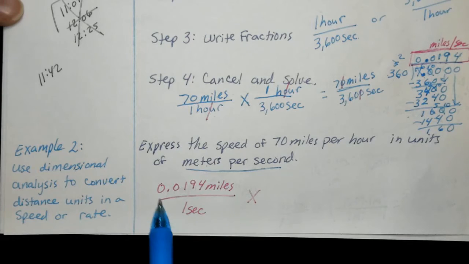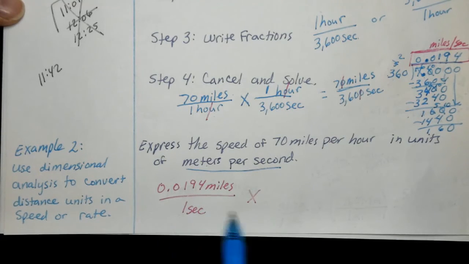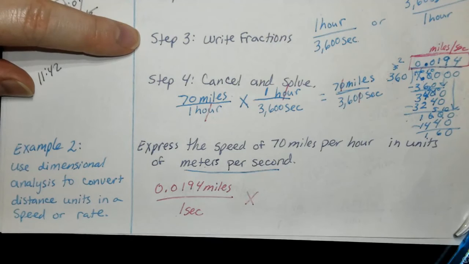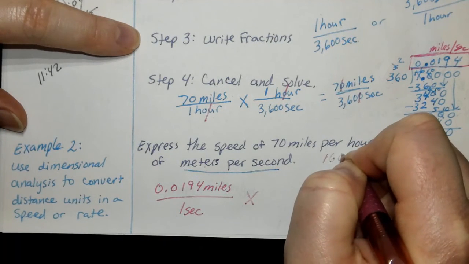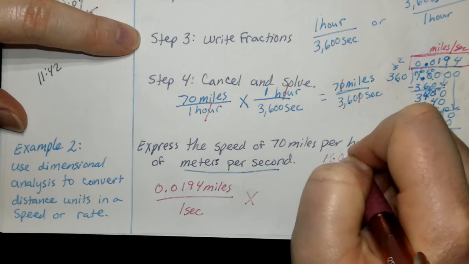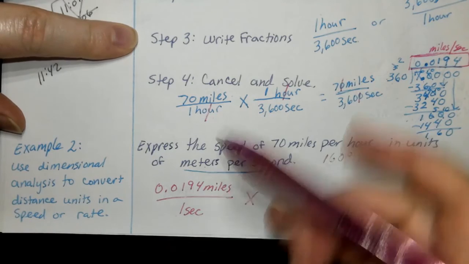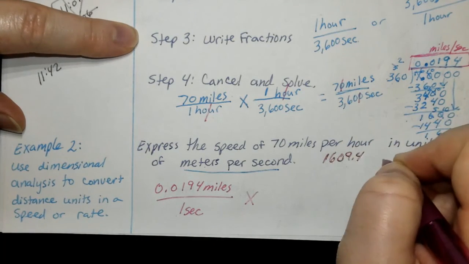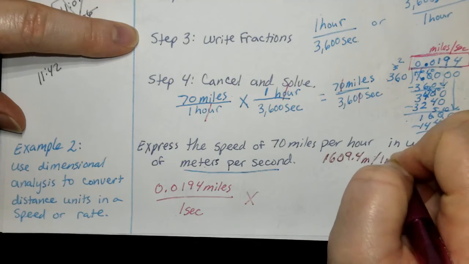Alright, so I have my 0.0194 miles per second times, I need to find my conversion factor, which I'm going to be using: 1,609.4 meters per 1 mile.